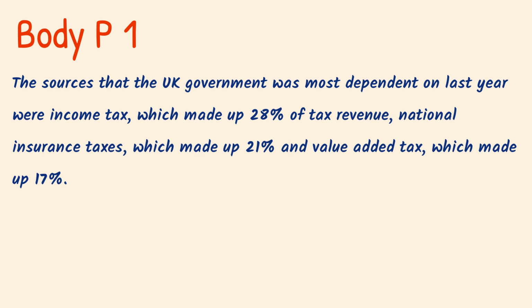This is a very good structure. So let's read it again. The sources that the UK government was most dependent on last year were income tax, which made up 28% of tax revenue. And pay attention to the commas I've written here, which made up. So when you provide data or an explanation which is not necessary, you only add extra detail, so you put it between two commas, like which made up 28% of tax revenue between two commas. National insurance taxes, again, which made up 21%, and value added tax, which made up 17%.